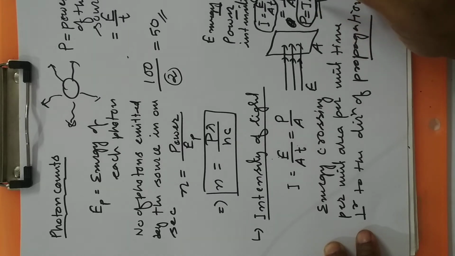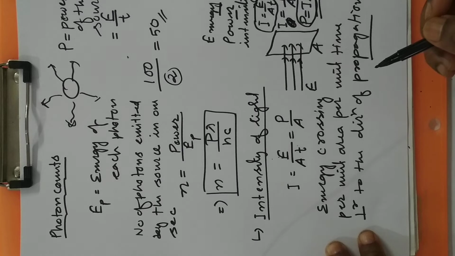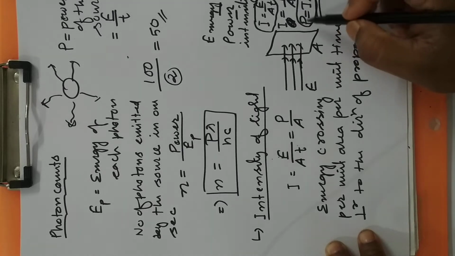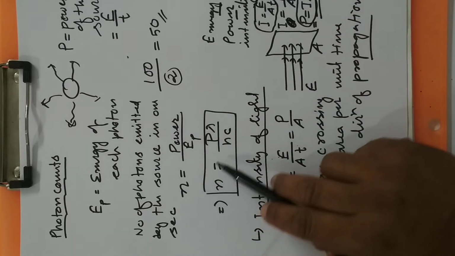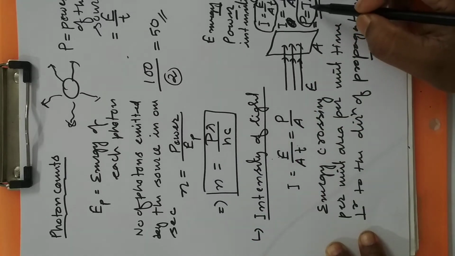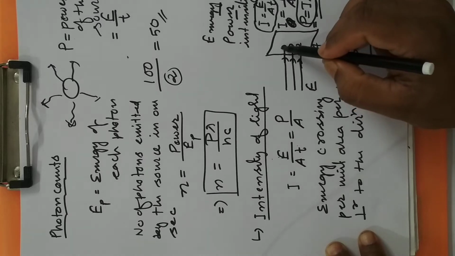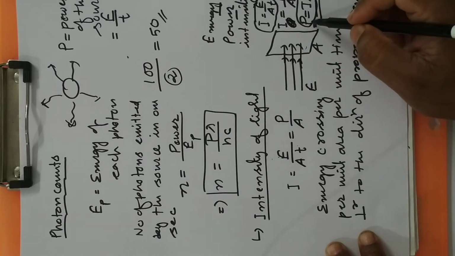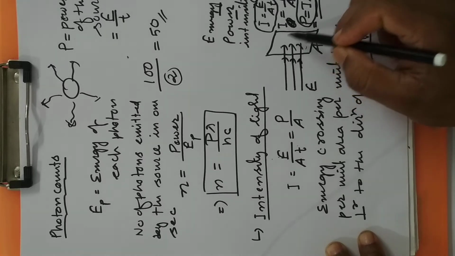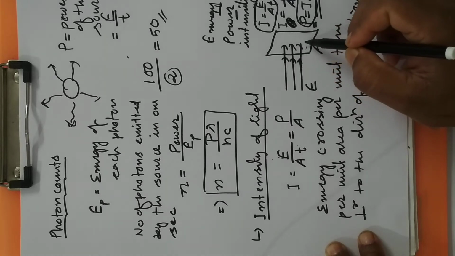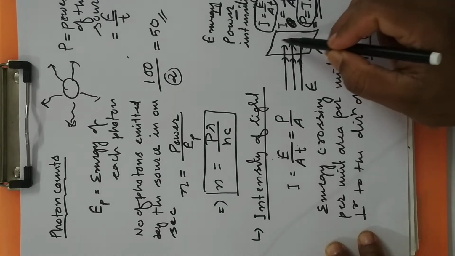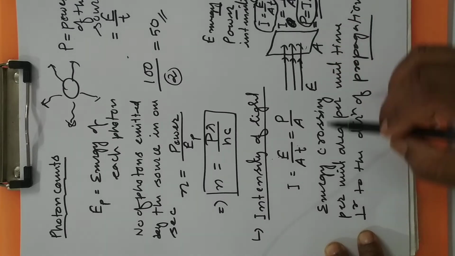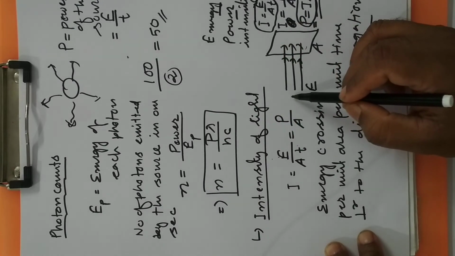And intensity here will become power divided by area. But this power is not the power we have discussed here, the power of the source. This is a different power. I'll be discussing it later. This is the power of the radiation falling, the energy falling on this particular area per unit time. Two different things are there. One is for the source, and another is on the surface.